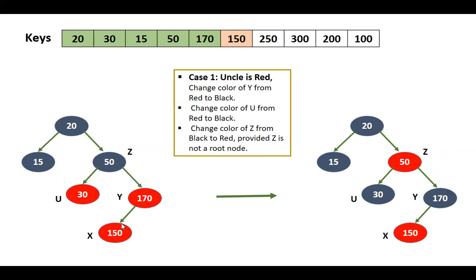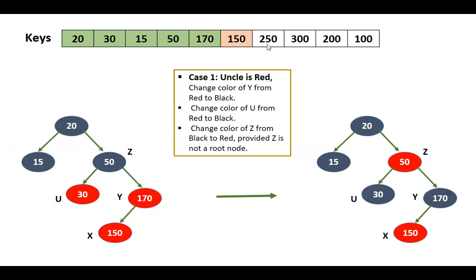Fine. Now again there is tree imbalance due to a red violation, a red node having a red child. So what you do immediately is check the color of uncle, right? Uncle is red. So the job is very easy. When uncle is red, you just recolor the nodes. You make the uncle and parent black, and make the grandparent red, provided it is not a root node. Now here 50's parent is 20, the root node, so you do not change the root node's color. Fine. I hope the concept is clear.